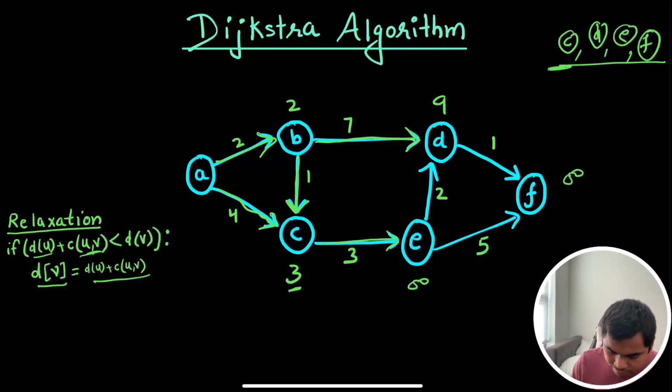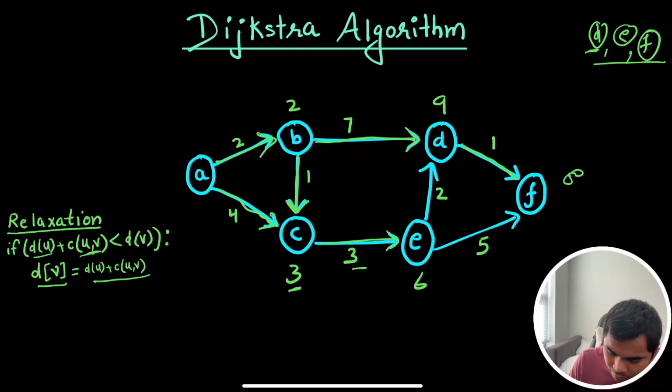Now 3 plus 3, this is the cost of going from C to E, so 3 plus 3 is less than infinity, so I will update this infinity with 6. Then there is no other neighbor of C, so I will pop this from my queue. And then I'm going to pick the next element, which is D. So I'll be visiting D now.